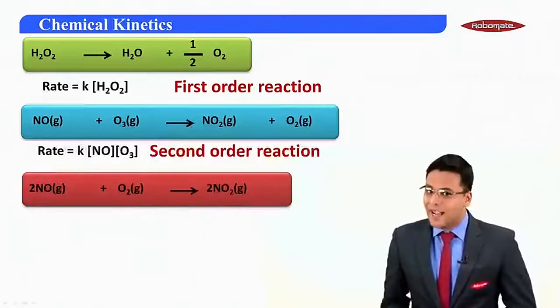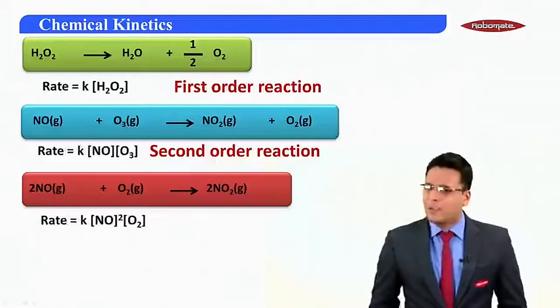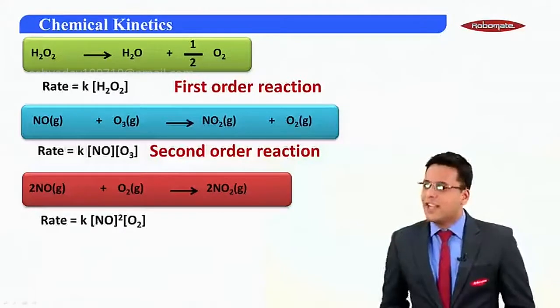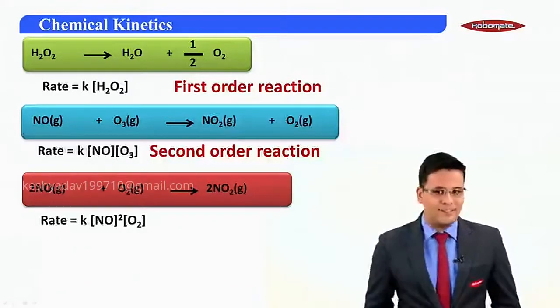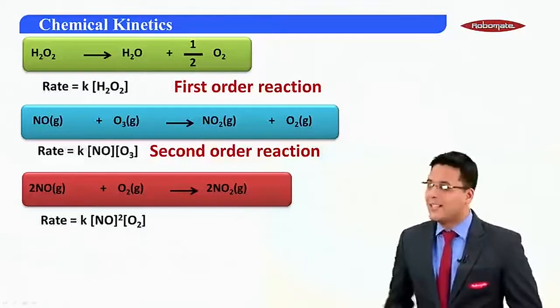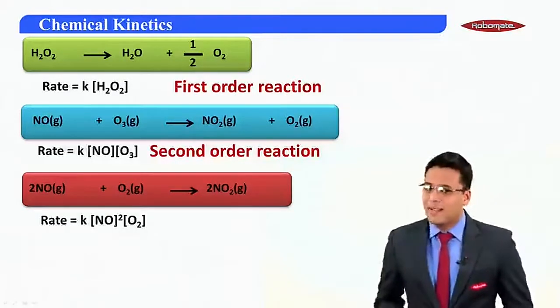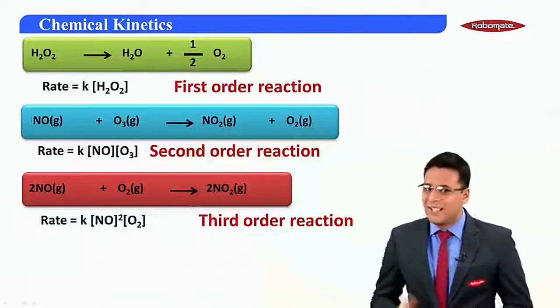Take another reaction, this one for instance. Look at the rate law expression. Rate is equal to K into NO raised to 2 into O2 raised to 1. Now here you add up the exponents alpha plus beta, that is 2 plus 1, and you will get 3, which means it's a third order reaction. Isn't it simple, my dear students?